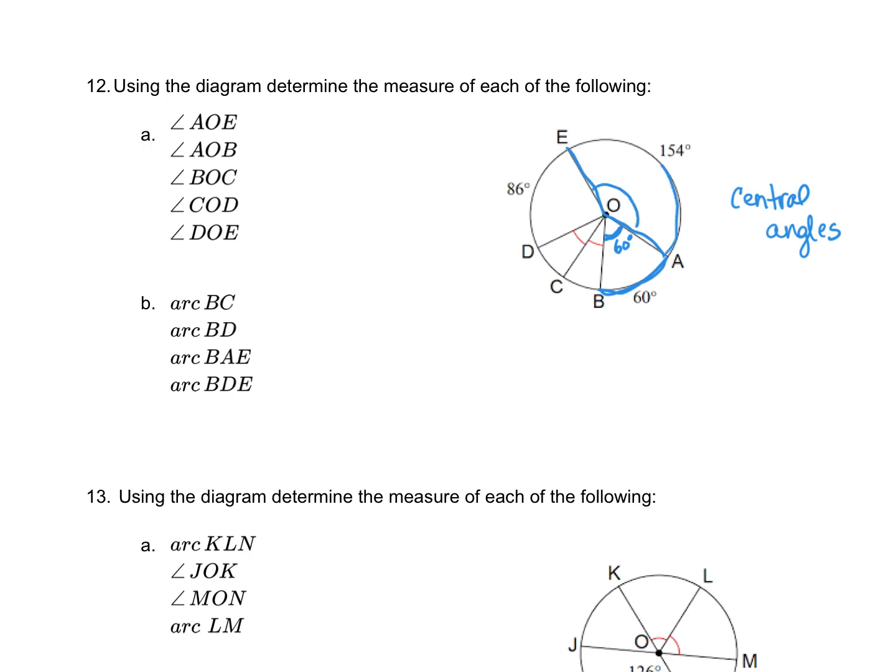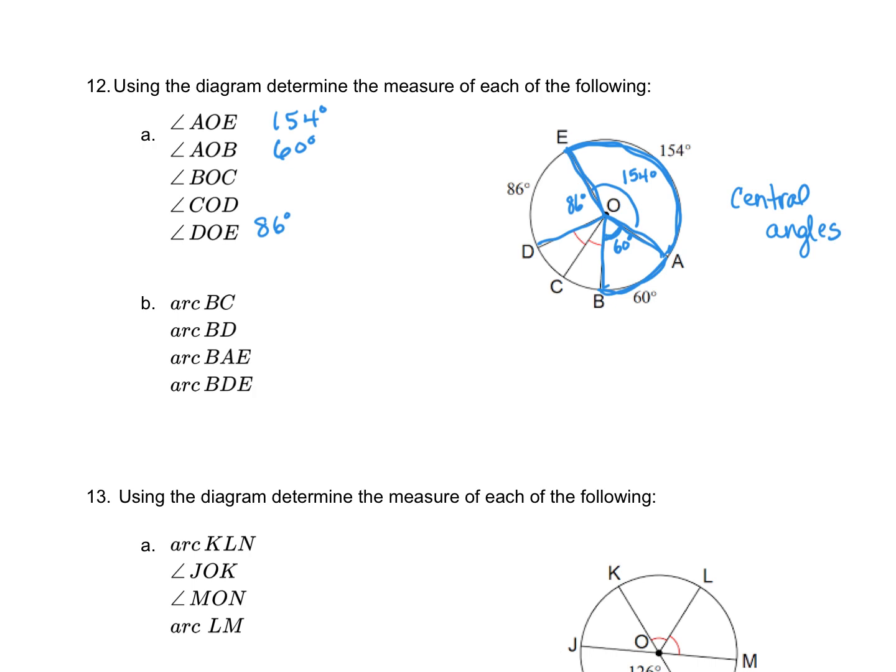Well, that intercepts arc 154. So that is the measure of that angle, 154 degrees. AOB, which I just did, that's 60, because the intercepting arc is 60. I'm going to skip the next two for a second, because I want to show you that DOE, that angle is 86 degrees.